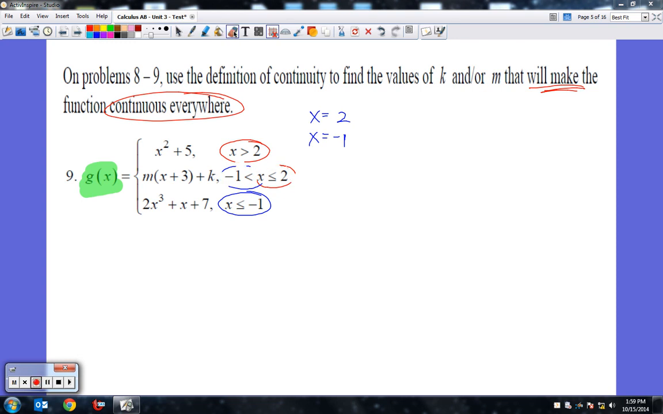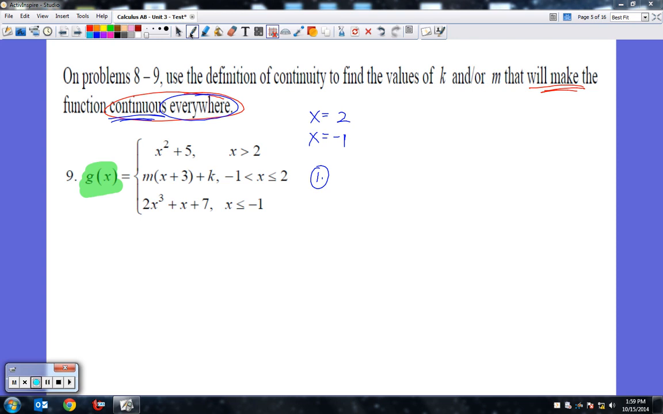Okay? You should identify around here that you're going to have 2 sets of proofs, as far as the 3 rules for each one. So let's go ahead and work with the 2 first. Okay? So we're making it continuous everywhere. That means, again, our 3 rules must be true, and rules 2 and 3 should say that rule 1 and 2 equal each other.